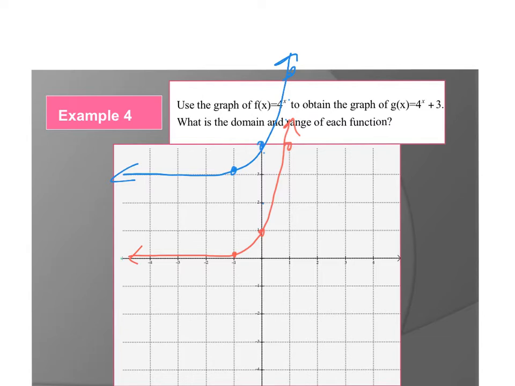So where my asymptote was here before, it's now here at y equals 3. So the range would be 3 to... Exactly. So your domain doesn't change, but the range on this one would now be 3 to positive infinity.